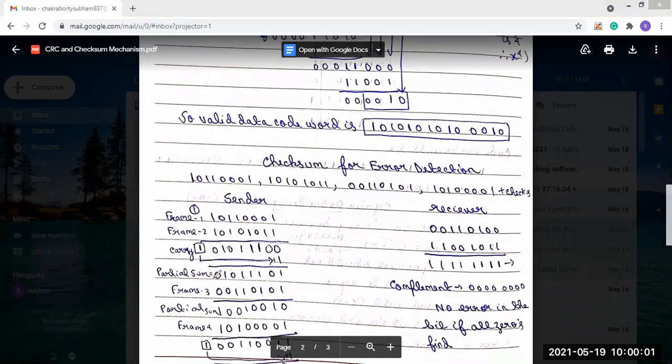Another error detection method is the checksum error detection. In this checksum error detection, what do we perform? We mainly perform binary addition operations. Here you can see that there are a total of 4 messages.